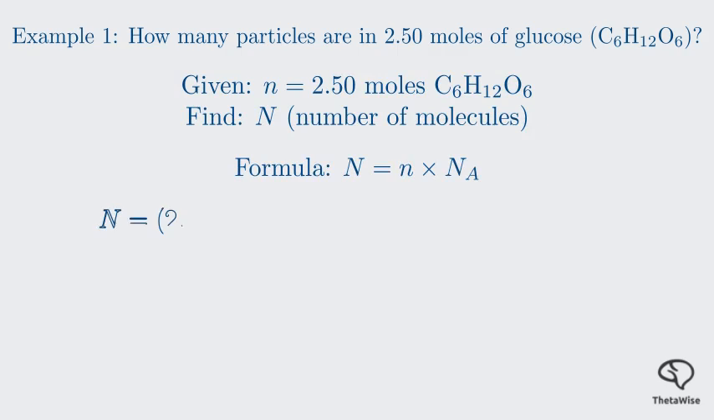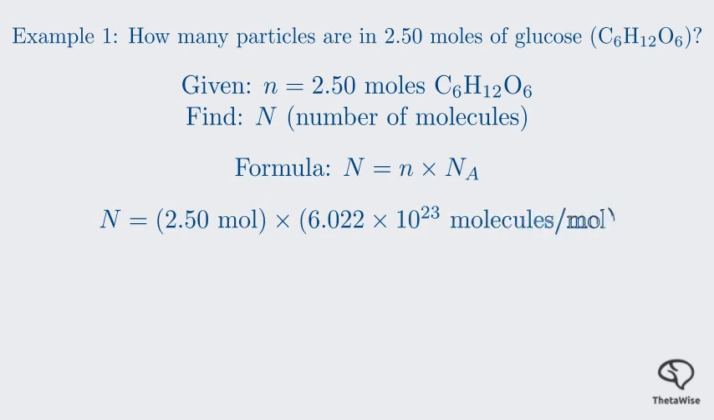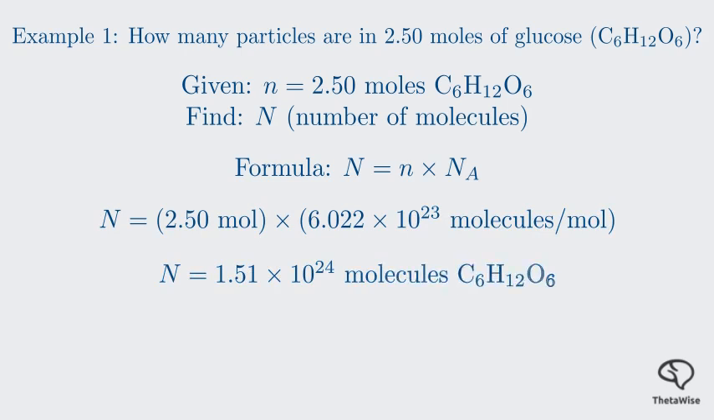Now we substitute our values. 2.50 moles times 6.022 times 10 to the 23 molecules per mole. Notice how the mole units cancel out. When we do the math, we find that there are 1.51 times 10 to the 24 molecules in that 2.50 mole sample. So we've successfully converted moles to particles. Now let's go the other direction. For our second example, we'll convert from particles to moles.